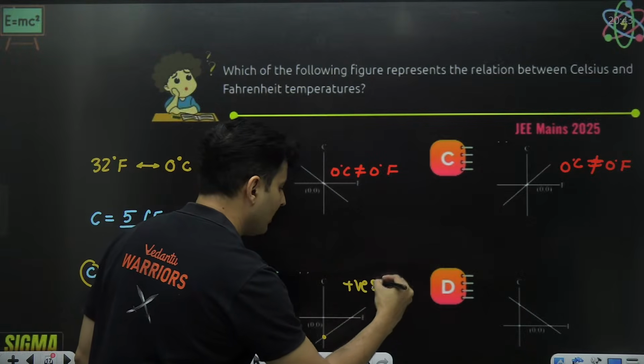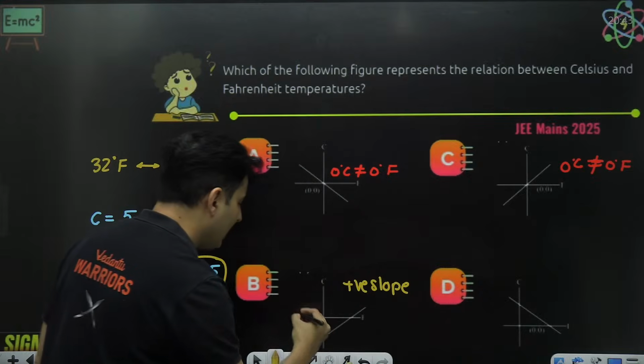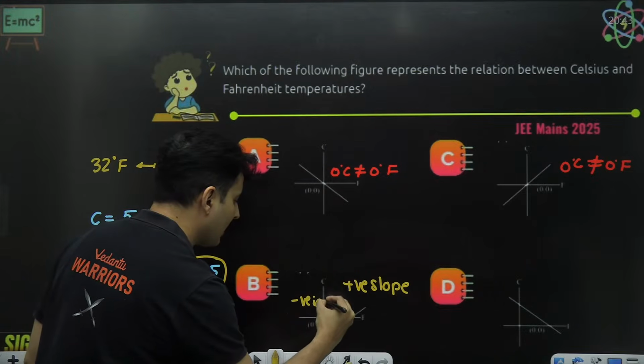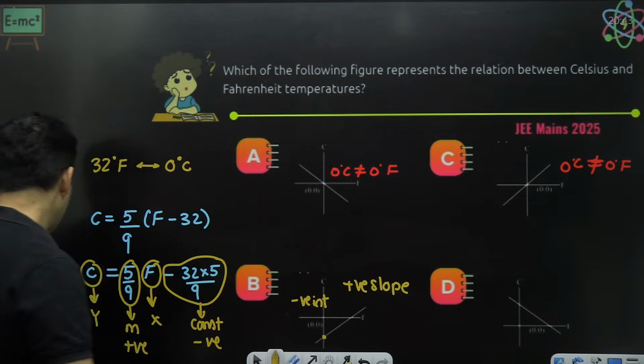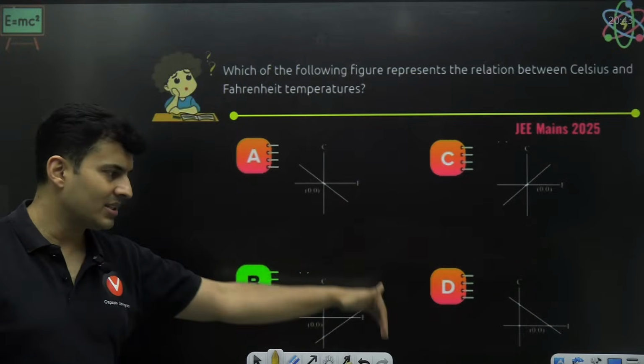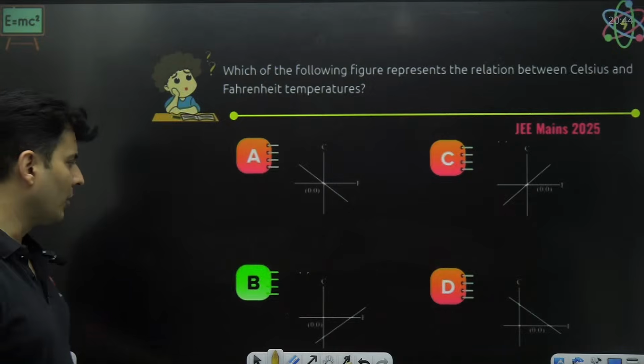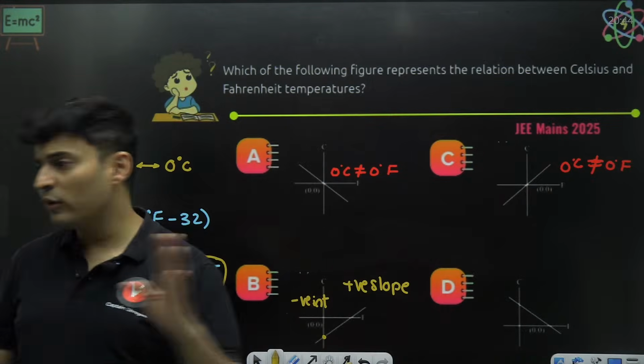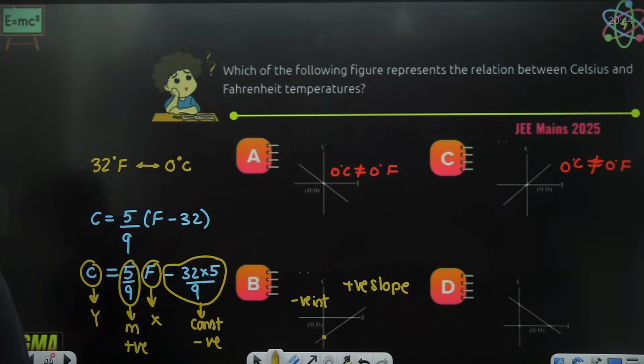So positive slope is also there and negative intercept is also there. So it should be B option right over here. D gets eliminated because negative slope and positive intercept cannot be the case. Is that clear how we figured it out? Very good. No, it is not C, it is B.